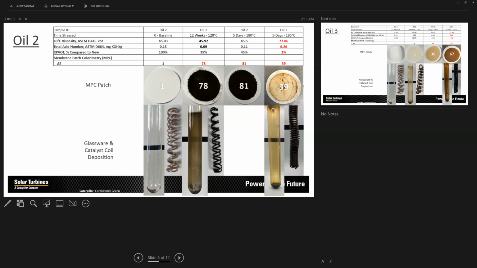And more impressively, we are seeing a number, as you can see, the MPC is now at 78. And again, the glassware and the catalyst coil deposition also confirm the amount of varnish presence by looking at the amount of deposition present on both of them.